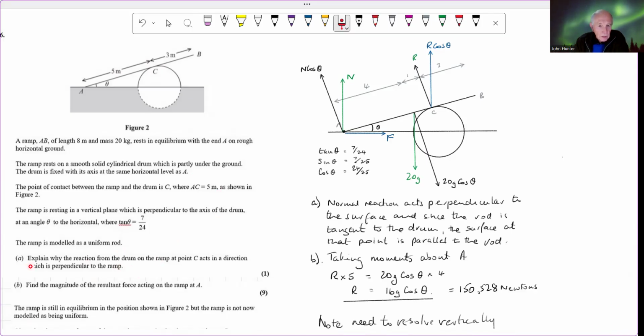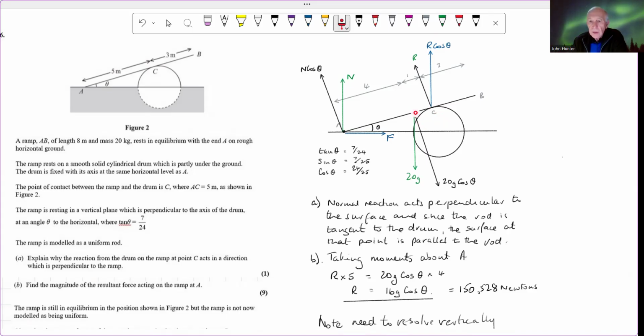First of all, explain why the reaction from the drum on the ramp at point C acts in a direction which is perpendicular to the ramp. Okay, so we've got our forces diagram here, and I've populated this. What have we got? Well, there's three main things really. There's first of all the reaction here at C, and just to answer question A, that's always perpendicular to the surface. So this is a tangent here, and this is normal to the tangent at that point.